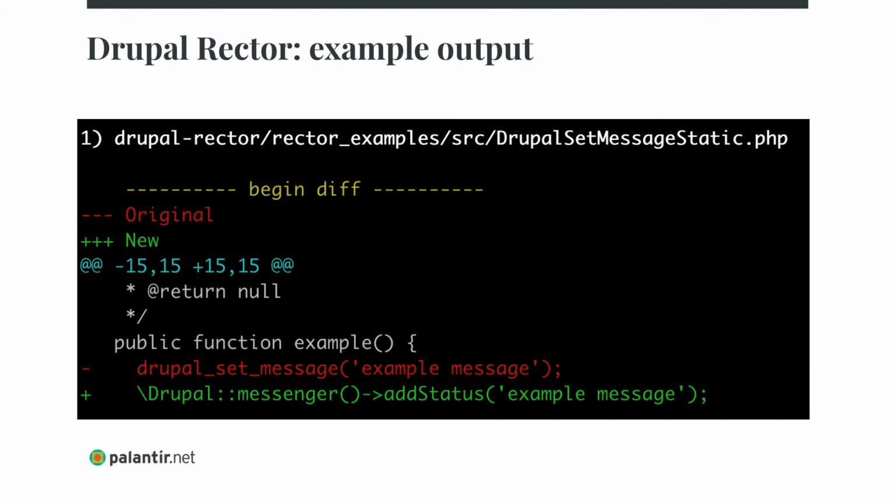When you run Drupal Rector, it says here are all the files that are changed. It shows you a diff, which looks like a git diff or another diff. In this case, Drupal set message was removed and replaced with a messenger service with add status.